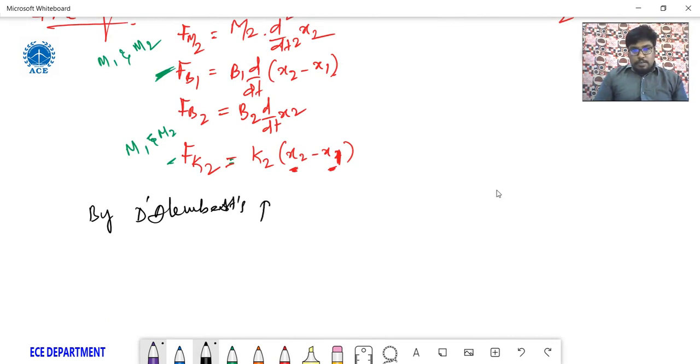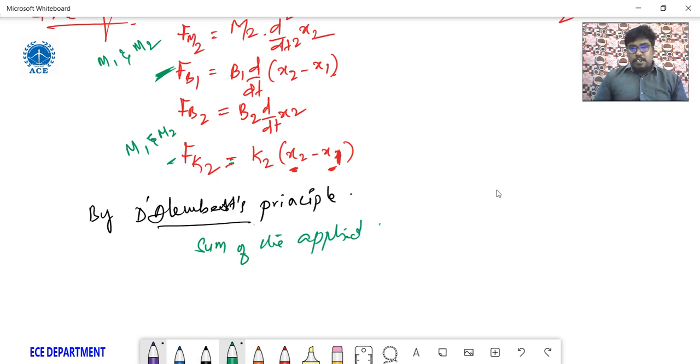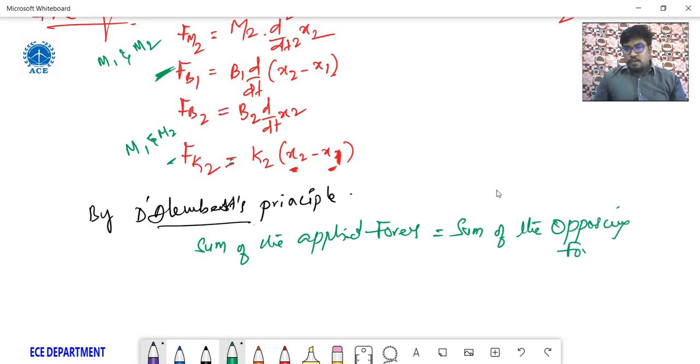D'Alembert's principle, what does the principle say? The sum of the applied forces is equal to the sum of the opposing forces. So see here, for M2 there is no external force applied directly. So the externally applied force is 0 here.